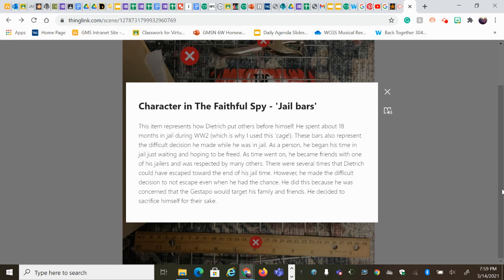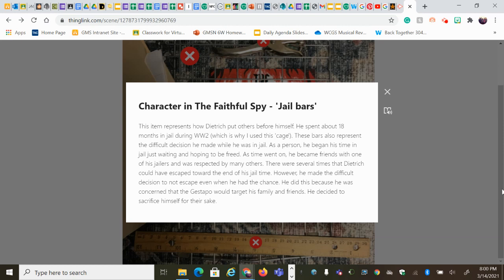All right. So this item represents how Dietrich put others before himself. He spent about 18 months in jail during World War II, which is why I used this cage. These bars also represent the difficult decision he made while he was in jail. As a person, he began his time in jail just waiting and hoping to be freed. As time went on, he became friends with one of his jailers and was respected by many others. There were several times that Dietrich could have escaped toward the end of his jail time. However, he made the difficult decision to not escape even when he had the chance. He did this because he was concerned that the Gestapo would target his family and friends. He decided to sacrifice himself for their sake.